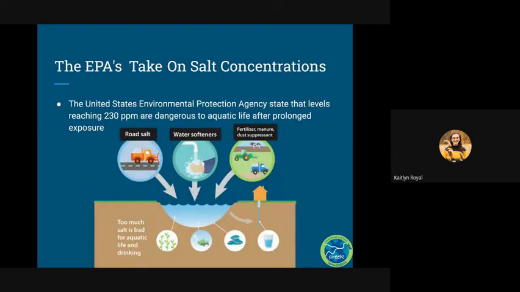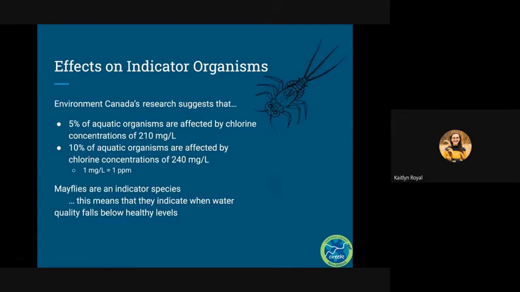The EPA states that levels reaching 330 parts per million are dangerous to aquatic life after prolonged exposure. Environment Canada's research suggests that 5% of aquatic organisms are affected by chlorine concentrations of 210 milligrams per liter, and 10% when concentrations reach 240 milligrams per liter.